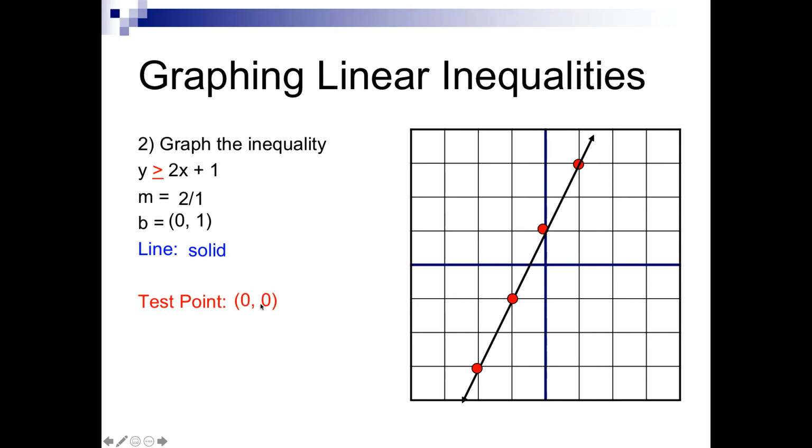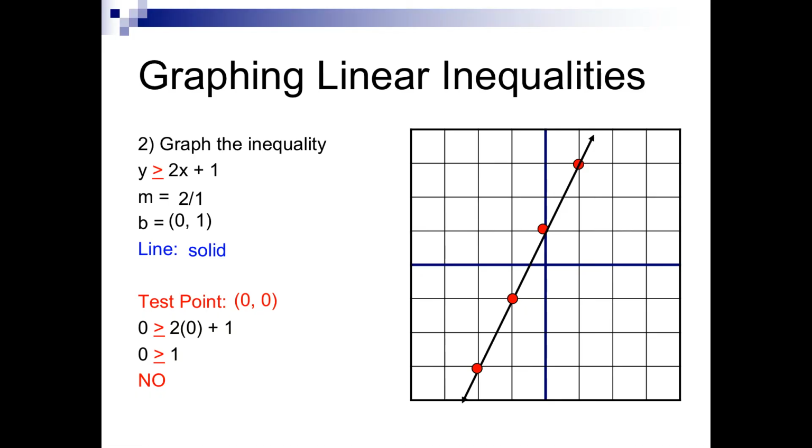And we're going to figure out if this is a solution. So we take (0, 0) and substitute it into the original equation. So 0 for y and 0 for x. 2 times 0 is 0, and 0 plus 1 would be 1. Is 0 greater than or equal to 1? And the answer to that question is no, it's not. So therefore, this point (0, 0) is not a solution.